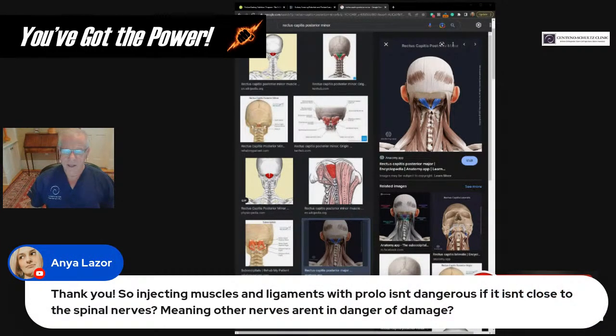And Anya, thank you. So injecting muscles and ligaments with Prolo isn't dangerous if it isn't close to spinal nerves, meaning other nerves aren't in danger of damage. Yeah, Anya, you just need to be a little more careful trying to stay away from big nerves with Prolo. And it's mostly spinal nerves that we're concerned about with Prolo. So it's not dangerous if it's done correctly. No, it's a fairly safe treatment. But like anything else, right?